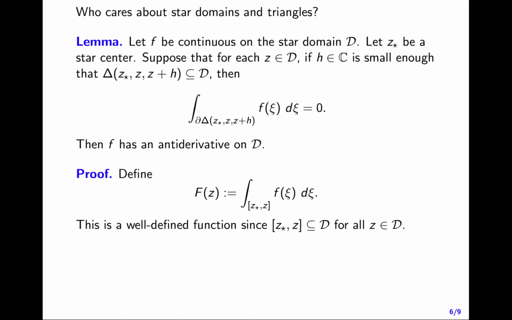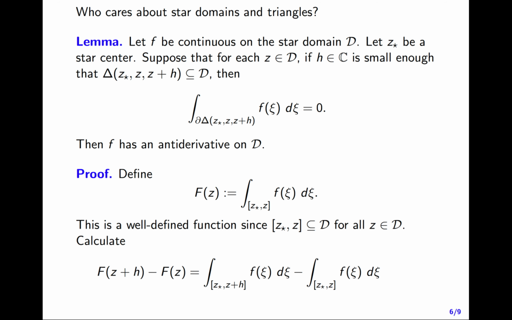So I have no worries about whether or not this integral is going to exist. And unlike in the independence of path theorem, I'm not choosing some arbitrary path connecting z star to z, I'm choosing the line segment. So there are no well-definedness issues in play here. Now let's calculate, as we always do, big F of z plus h minus big F of z. That's the numerator of our difference quotient for the derivative.